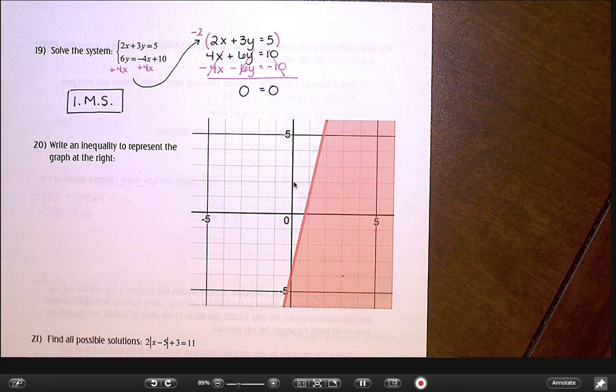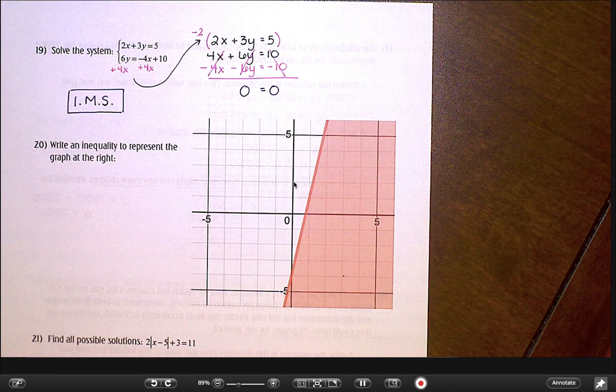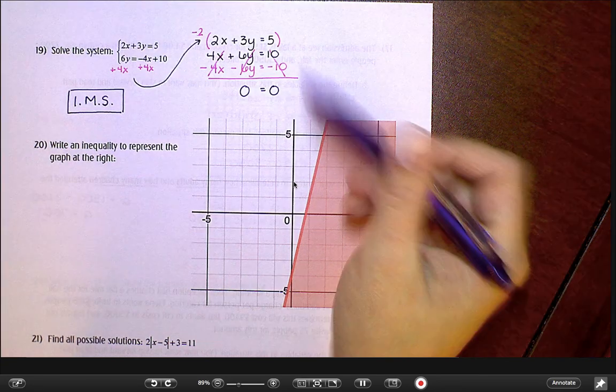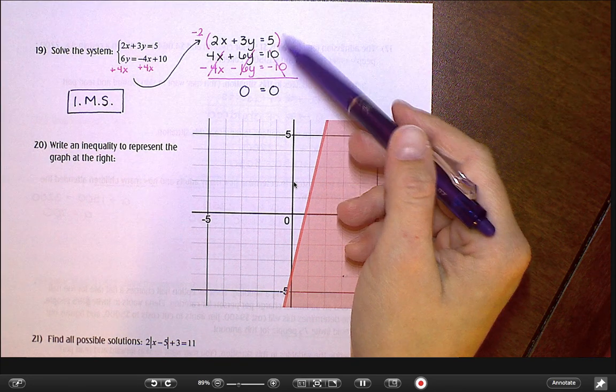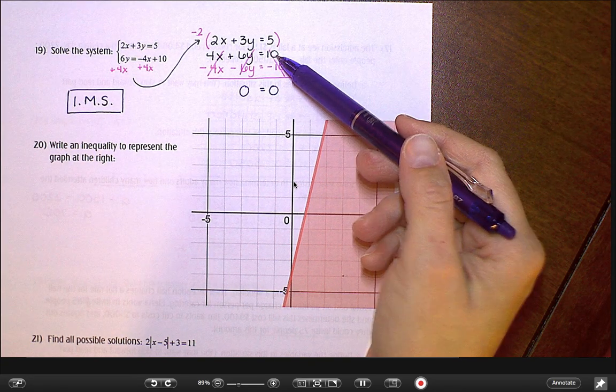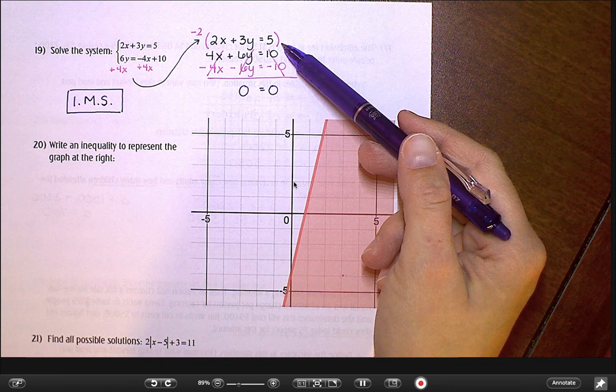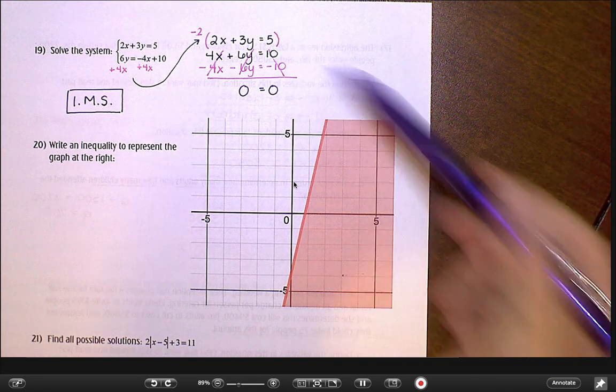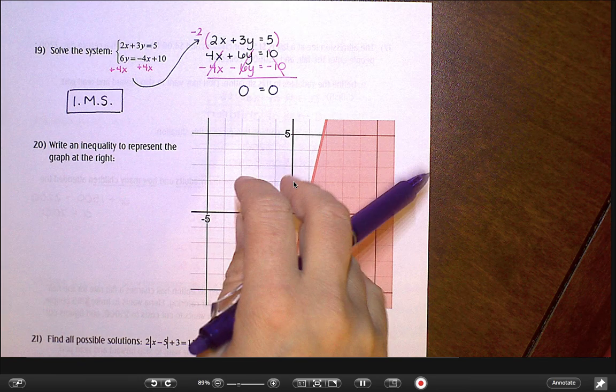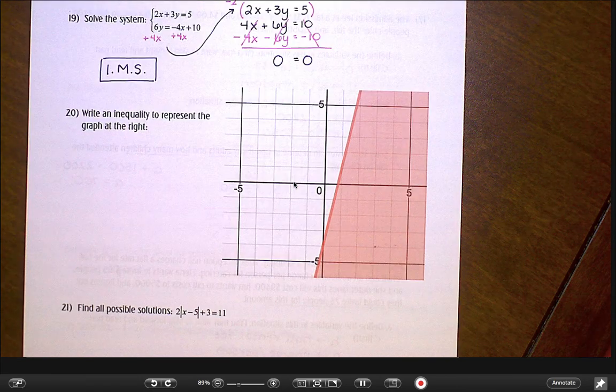Really what that means is these two equations are essentially the same equation. You may have noticed when you looked at these two equations that this was really just 2 times all of these numbers. And that means that if I were to graph these two things, they would lie right on top of each other. Okay, let's look at number 20.